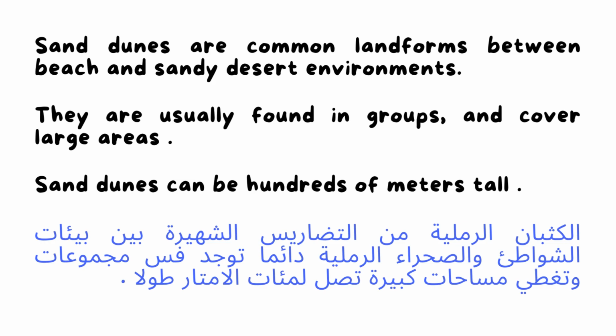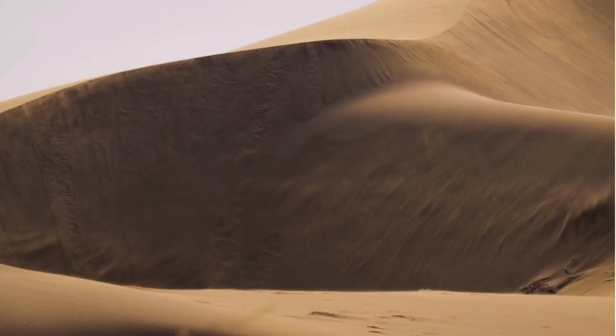They are usually found in groups. We can't see one sand dune. We see a group of sand dunes, and they cover large areas. They can be hundreds of meters tall. So sand dunes are usually found in groups and cover large areas. Let us talk more about the sand dunes.